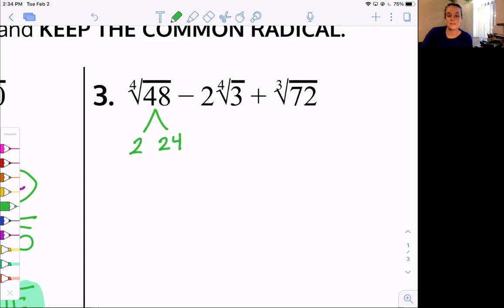Elizabeth, I could also use 6 and 8. If you want to use 6 and 8, go for it. It's going to give you the same thing. I'm going to use 2 and 24. That's what I got first. So then 24, how could I break down 24?